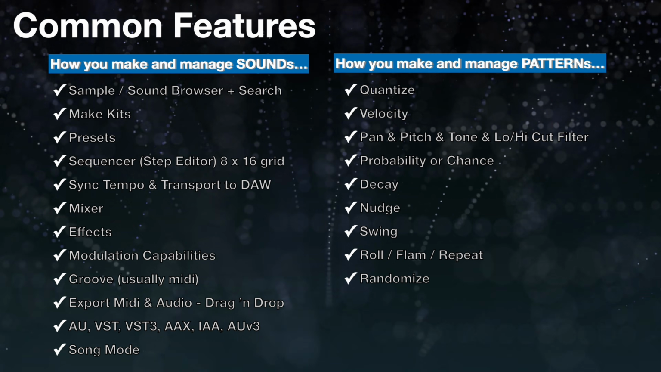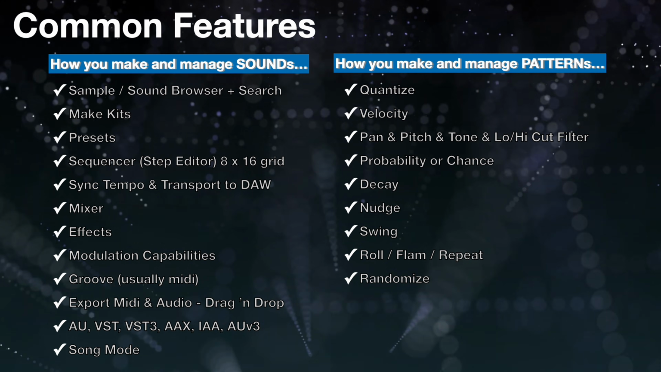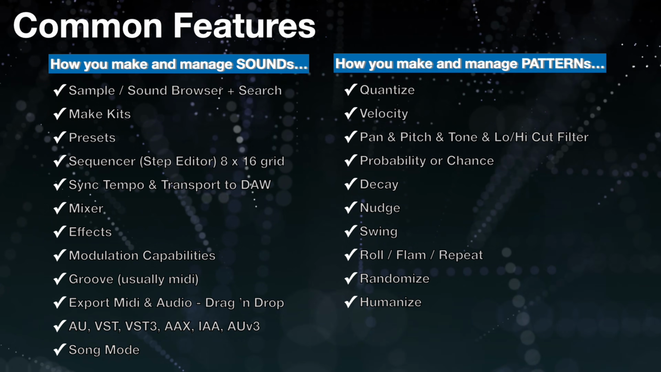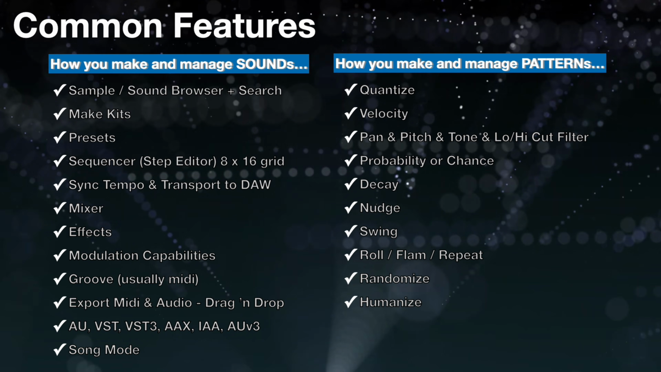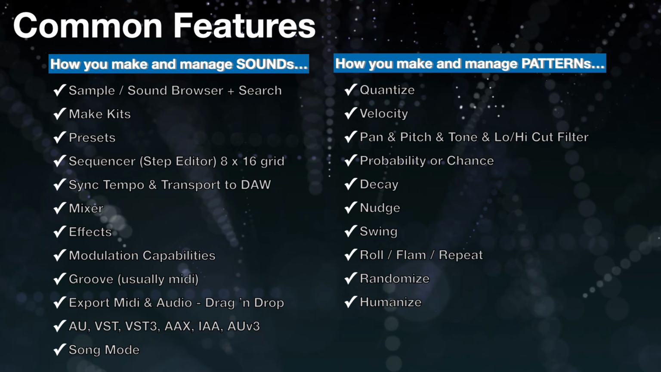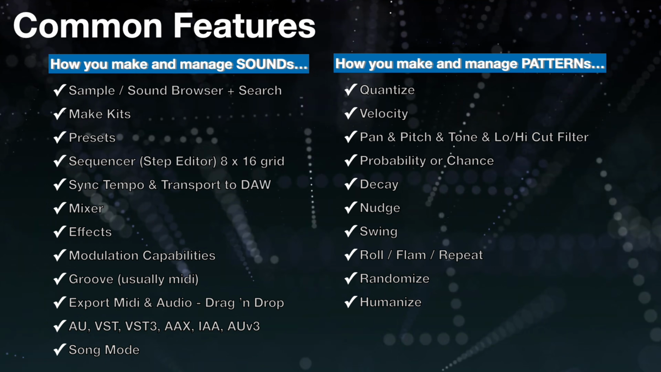If you're not sure how to create a beat or how to create a hi-hat rhythm, you can use the randomization capability. Most of them also have humanize, which introduces some variations into your beat so it doesn't sound so robotic. It sounds more like a real drummer.